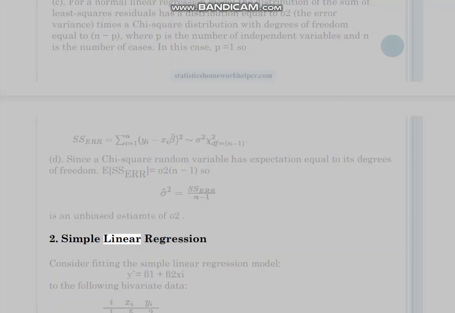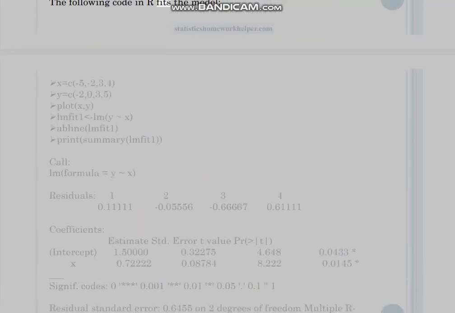2. Simple linear regression. Consider fitting the simple linear regression model, y equals beta 1 plus beta 2 x, to the following bivariate data. The following code in R fits the model: x equals c(-5, -2, 3, 4), y equals c(-2, 0, 3, 5), plot(x, y), lmfit1 equals lm(y ~ x), abline(lmfit1), print(summary(lmfit1)).